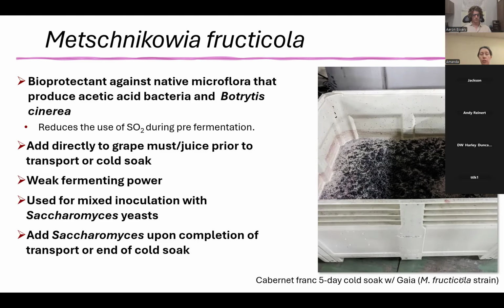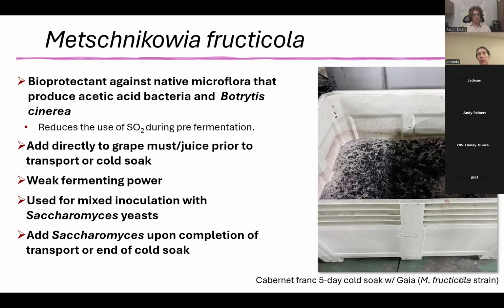You would add this directly to your must or your juice prior to transporting, or you can add it during a cold soak. This is a picture of some Cabernet Franc that I brought in. This was in Arkansas. We actually got the fruit out of Washington, so we transported it in a refrigerated truck, about a 2-3 day transport. The fruit came in beautiful, and I wanted to do a cold soak on it for 5 days and reduce the amount.